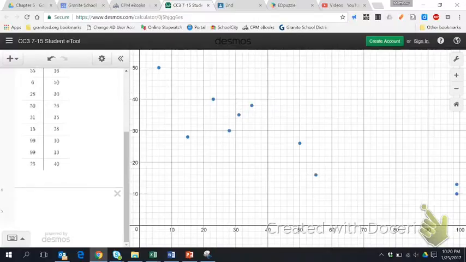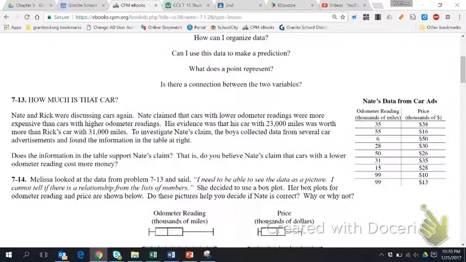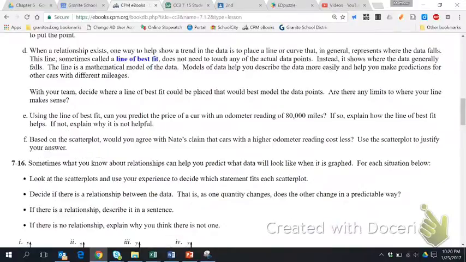When a relationship exists, one way to help show a trend in the data is to place a line or curve. So now we're in D. That in general represents where the data falls. This line is sometimes called a line of best fit. It does not need to touch any of the actual points. Instead, it shows where the data generally falls. The line is a mathematical model of the data.